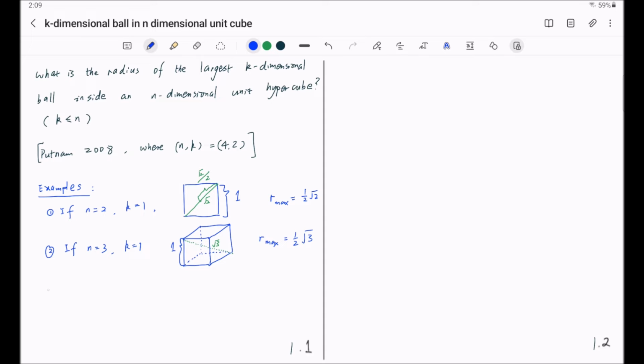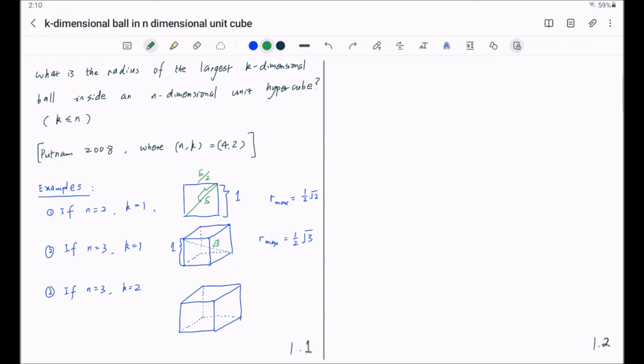Now here comes a harder question. What happens if n equals 3 and k is equal to 2? Now you want to find the radius of the largest two-dimensional ball inside a three-dimensional unit hypercube. A two-dimensional ball is a disk. So we want to find the two-dimensional disk inside this three-dimensional unit hypercube. And in this case, you have to think a bit harder.